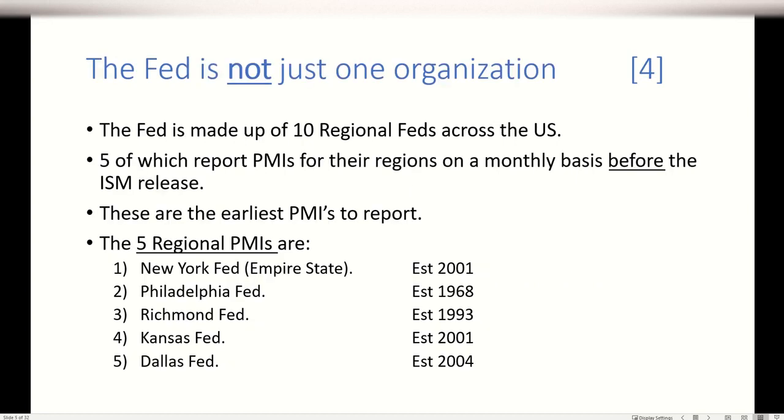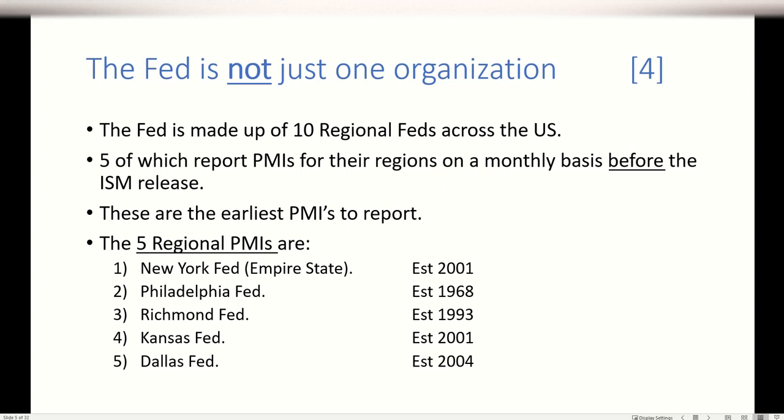So the Fed is not just one organization. Obviously, when you're monitoring a gigantic country like the United States, one organization based in one state can't do that. It's impossible. So it's broken down into roughly 10 regional Feds across the United States, 5 of which report PMIs for their regions on a monthly basis before the ISM is released. It's not on the same scale of 50 and below is contracting, and 50 and above is expanding. Instead, they have their own scales, and they have negative numbers and positive numbers to denote contraction and growth.